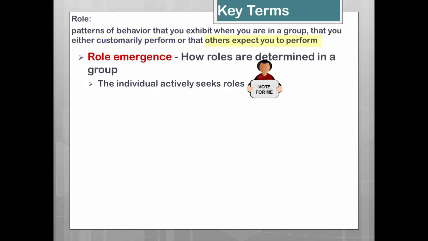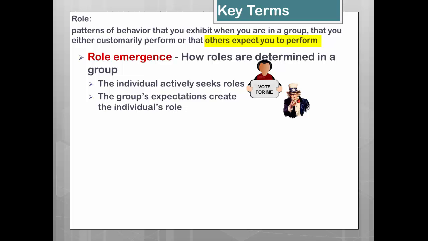This method connects to the "that you customarily perform" portion of the definition of a role. But look now at the second part of that definition, that others expect you to perform. In this case, the group's expectations create the individual's role. Let's say when I introduced myself to the group, I mentioned that I'm a manager at work.